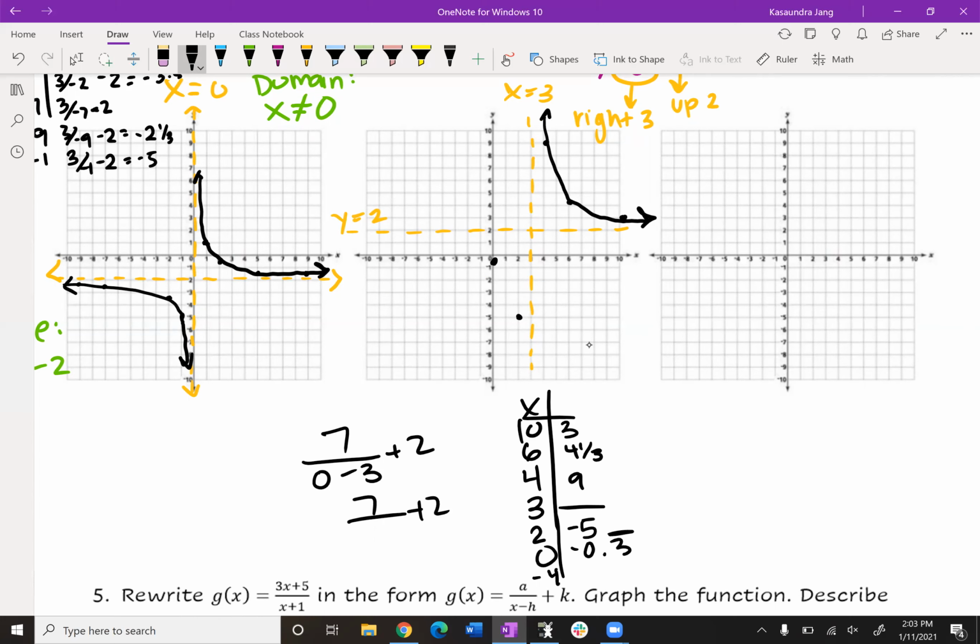And then let's plug in our -4, because I need at least 3 points for each of the curves, right? If I just get 2 points, it looks like this would be a straight line. I need to get at least a 3rd point, maybe more, to kind of see the curve.